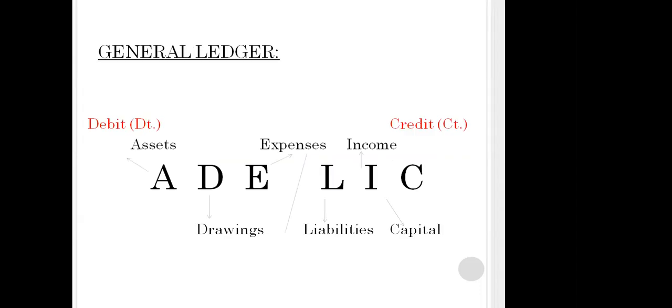Then this is very important, you're going to use it for the rest of your life. Okay, it's going to be LADDIEC. So again, just notice what it stands for. A for assets, D for drawings, E for expenses, L for liabilities, I for income, C for capital. And then the first three, assets, drawings, and expenses, are always going to be on the debit side of the T account, while liabilities, income, and capital will be on the credit side of your T account. But what is important, you need to know what is falling under assets, expenses, income, liabilities, etc.